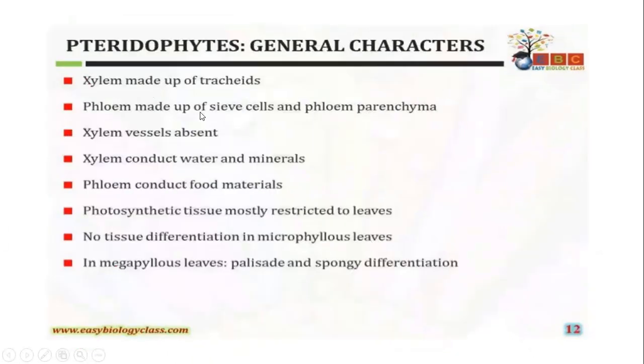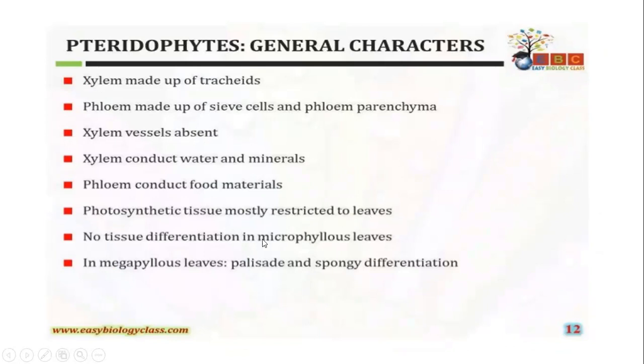Now, xylem here is made up of tracheids. Phloem consists of sieve cells and the phloem parenchyma. The role of xylem is to conduct the water and the minerals, whereas the role of phloem is to conduct the food material. And the photosynthetic tissue here is restricted only to the leaves.